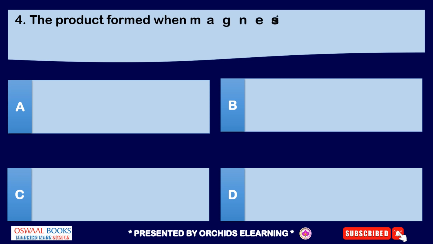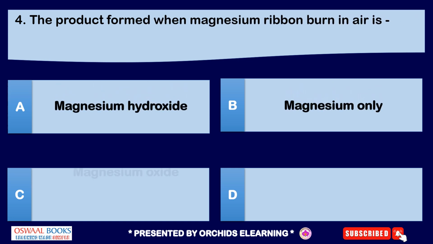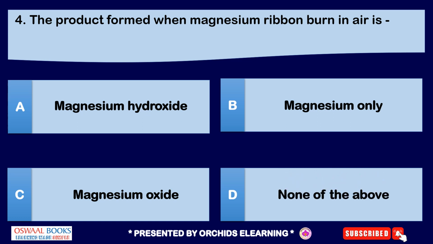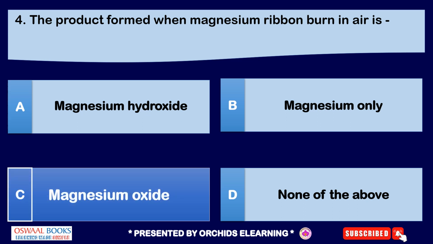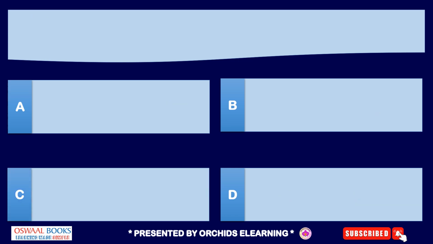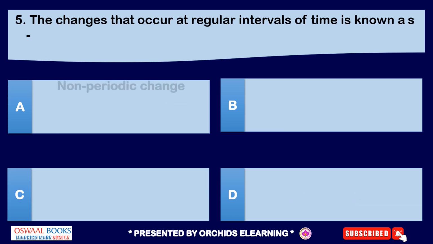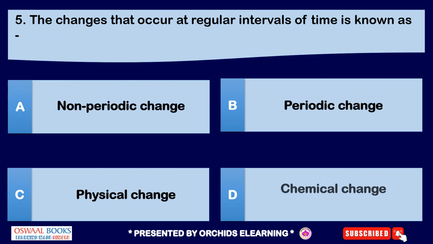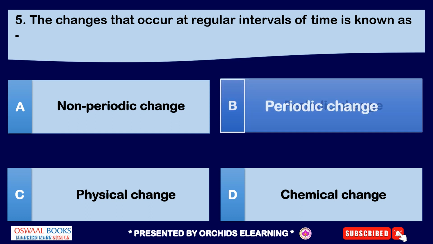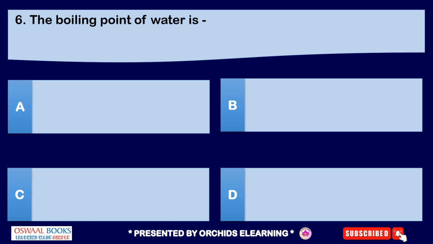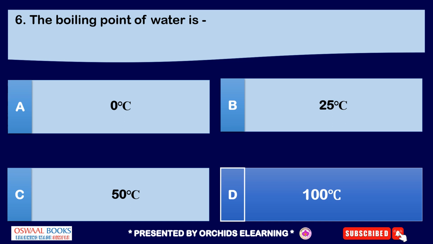The product formed when magnesium ribbon burns in air is C. Magnesium oxide. The changes that occur at regular intervals of time are known as B. Periodic change. The boiling point of water is D. 100 degrees Celsius.